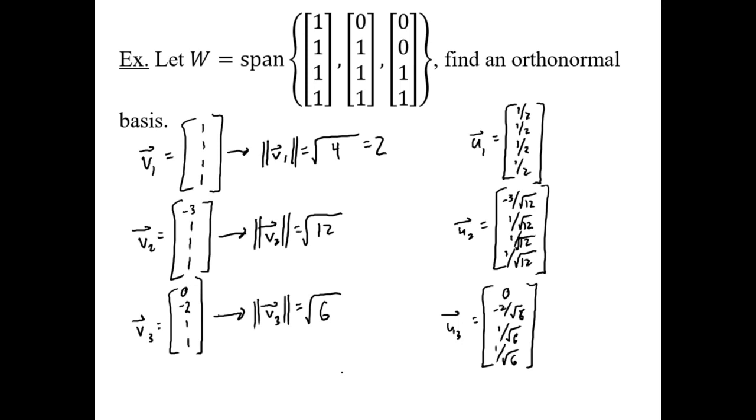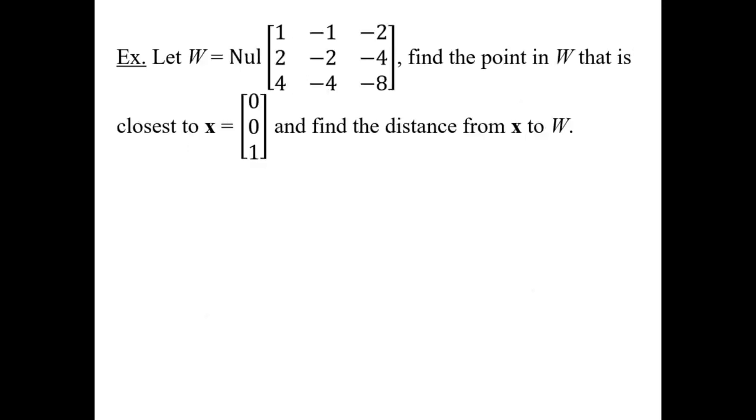Okay, let's take a look at one more example here. Let's define W as the null space of this matrix. And I'm just going to call this matrix A here for a second. So W is the null space of this matrix. Let's find a point in W that is closest to this vector 0, 0, 1, and then find the distance from x to that vector space.